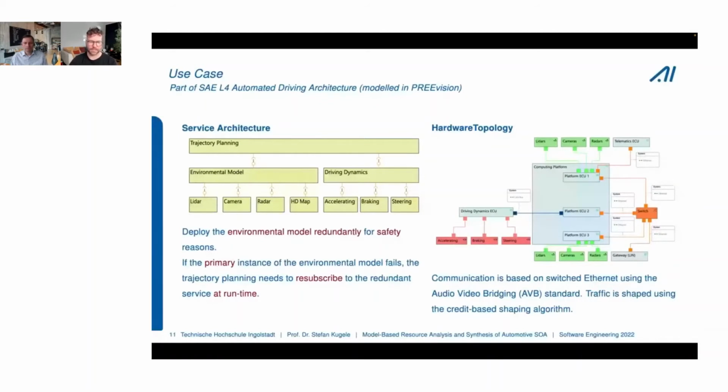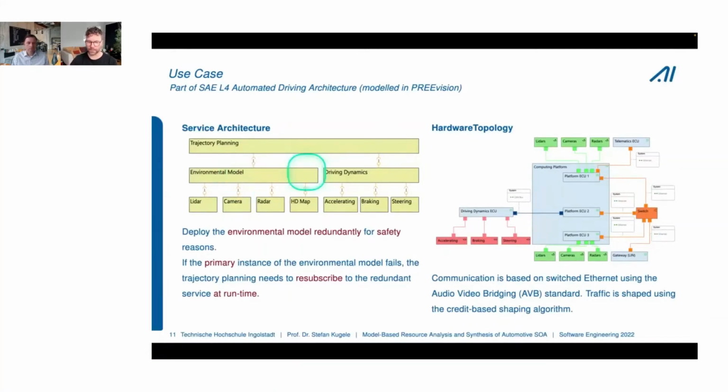And in this case, we have this trajectory planning service, which uses the environmental model, for instance. And this environmental model is deployed twice in our example, namely if the first environmental model does not work correctly anymore, then we have this backup service, and during runtime there needs to be a subscription reconfiguration of our system in order to fail over to the redundant component.